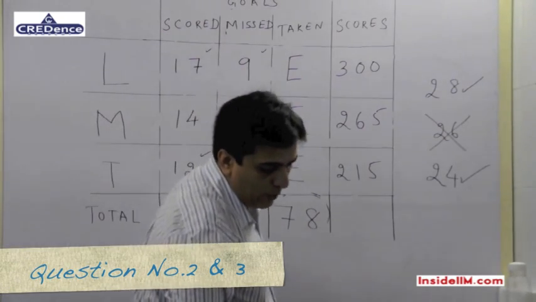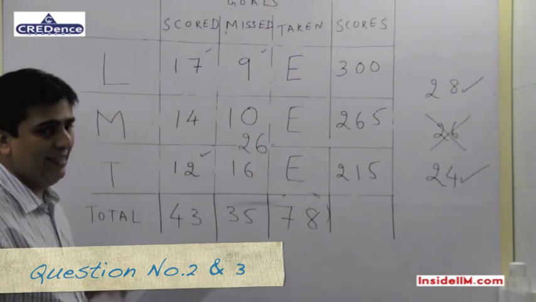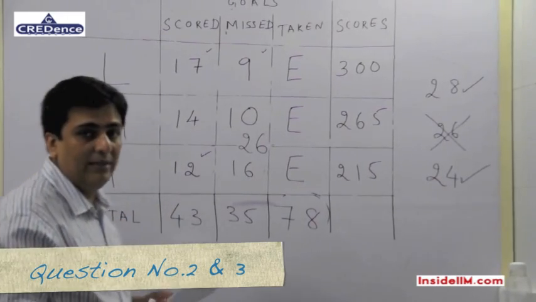So we've got an answer for question number 2. Question number 2 would be second option. How many goals did Messi miss? How many goals did Tevez score would be 12, which would be option number 1.